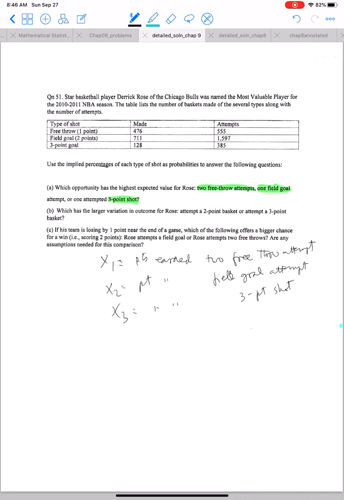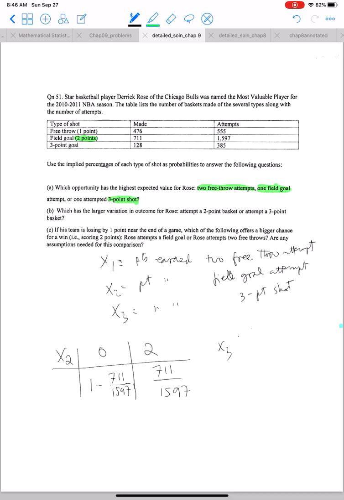So what is the distribution of the random variable x2, the points earned in a field goal attempt? In a field goal, how many points can you make? Either 0 points or 2 points. So x2 takes the value 0 or 2. What is the probability of 2? It is 711 by 1597. What is the probability of 0? It is 1 minus 711 by 1597.